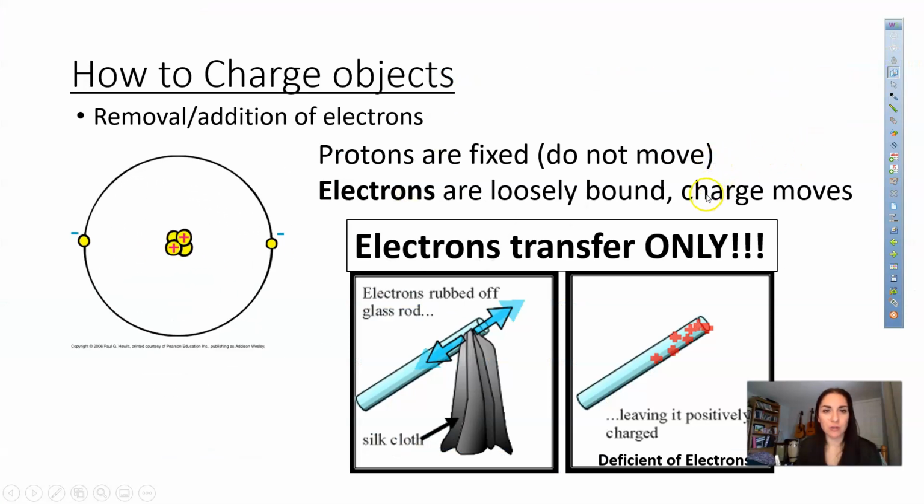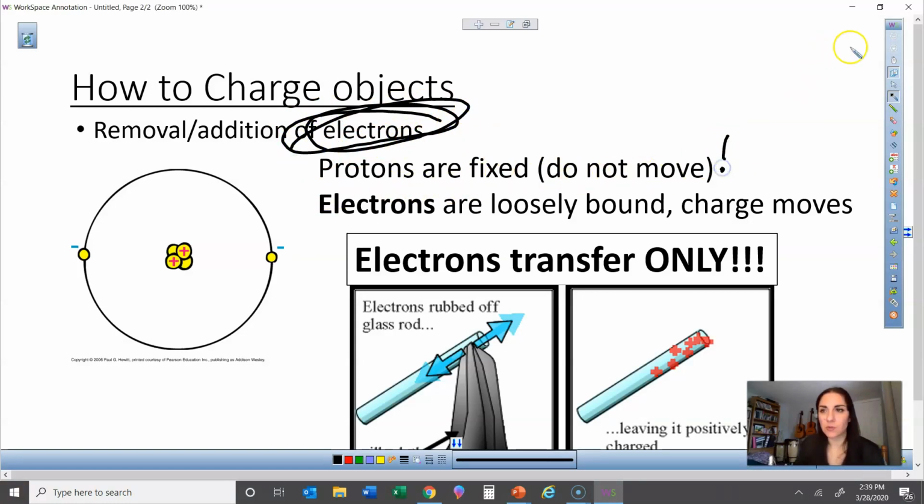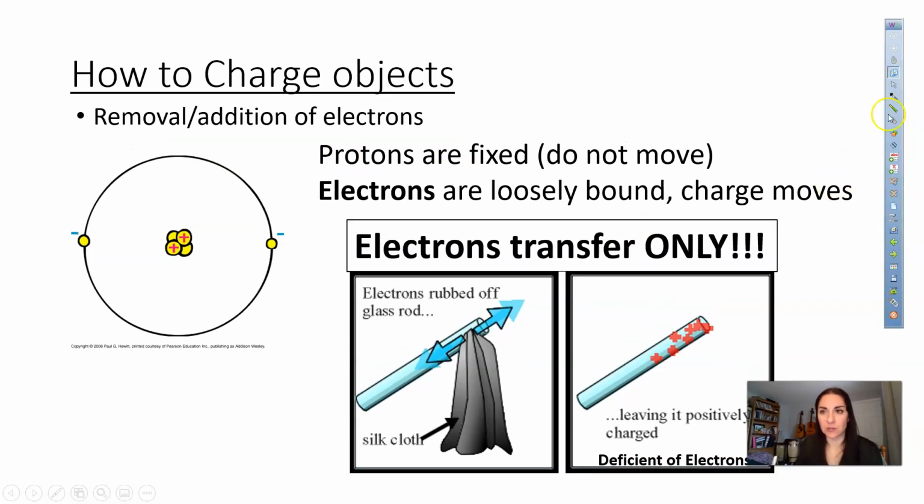Okay, so now we're going to shift gears and talk about how to charge objects. So once again, it's all about the removal of electrons. I can't stress this enough. Protons are not fixed. You'll see multiple choice with motion of particles of protons. Those are always wrong. Like literally, anytime you see protons moving, it's wrong. Because it's always the electrons that transfer.